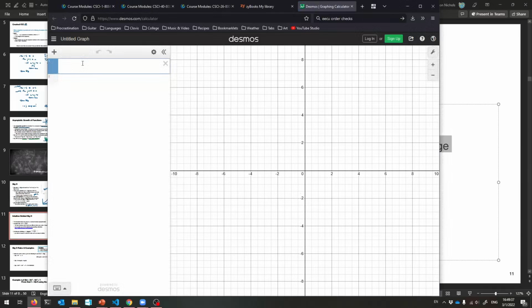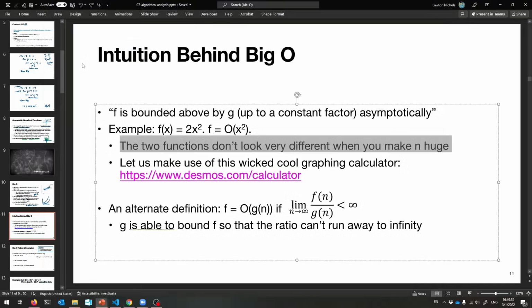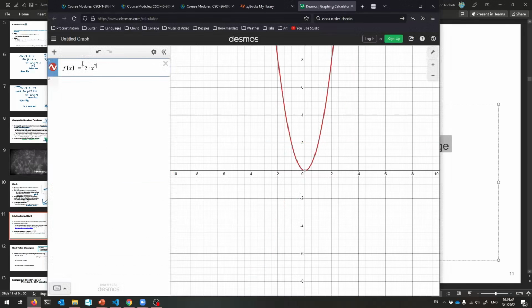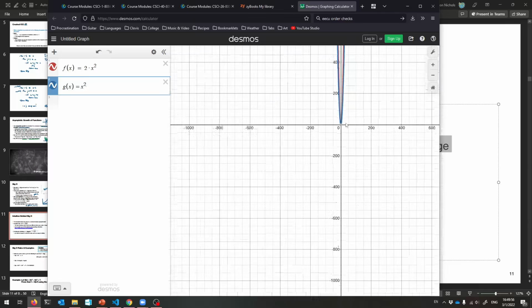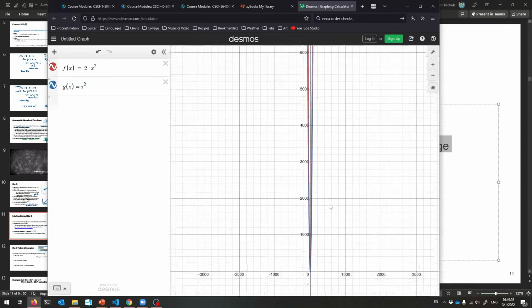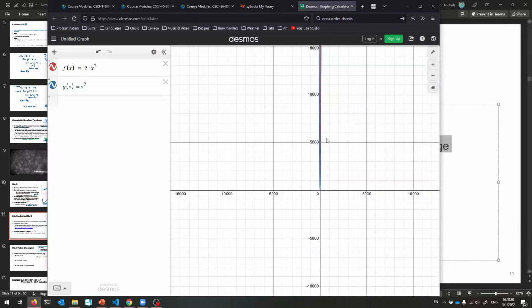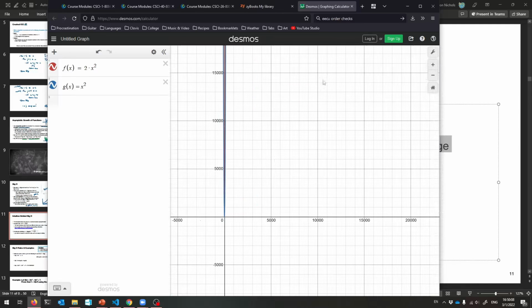So let's use this graphing calculator. Let's be like, f of x equals 2x squared. So there's f. And here is g of x. G of x equals just normal x squared. Yeah? So here's the normal version of this. But if I zoom out enough, what do you know? It looks purple because the blue and red are right on top of each other. There is no difference for big enough values of x.